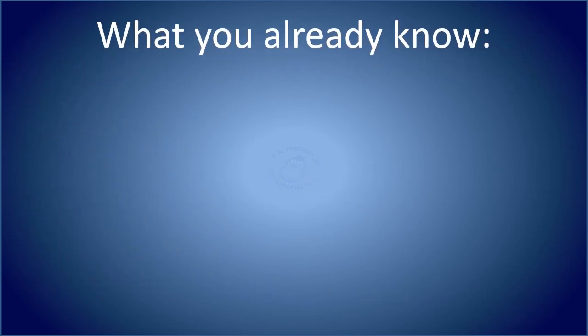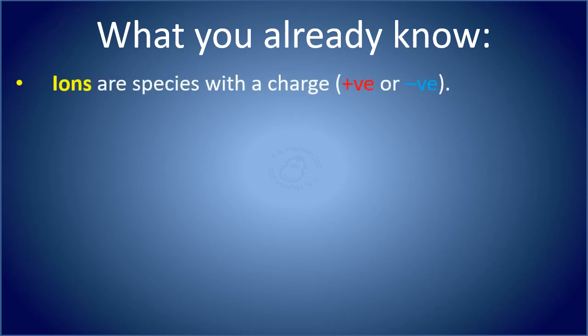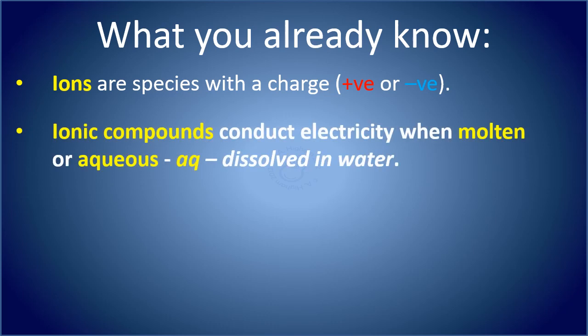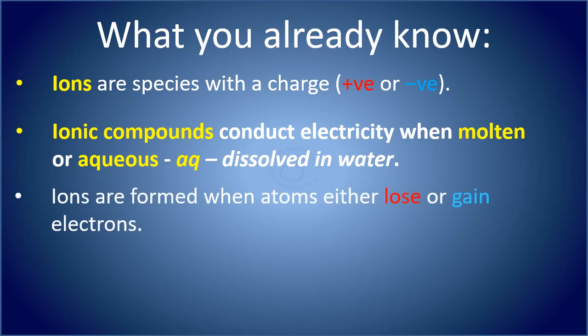So what you should already know, what we're looking at is basically building on the bonding unit. We know about ions. You'd be able to spot an ion because it's got a charge, either positive or negative. You know about ionic compounds because you've done this in the bonding unit. So they conduct electricity when molten, i.e. melted, or aqueous. And ions are formed when atoms either lose electrons, so metals will lose electrons, or non-metals will gain electrons.